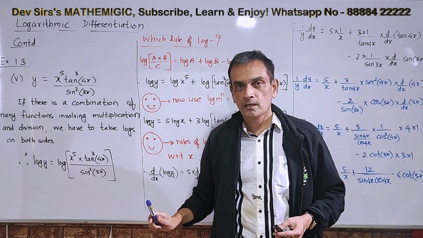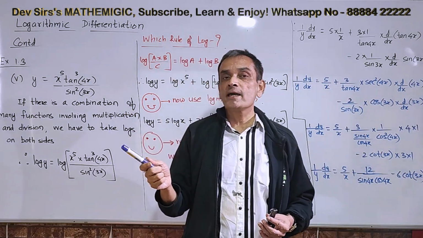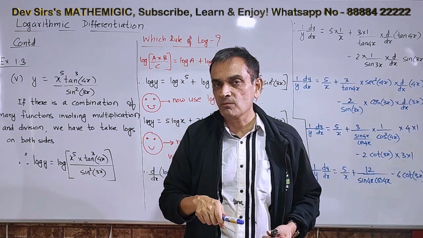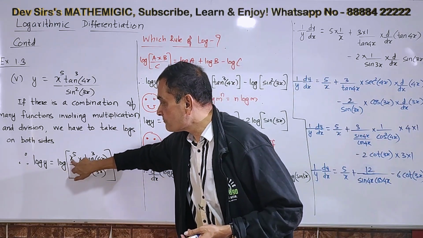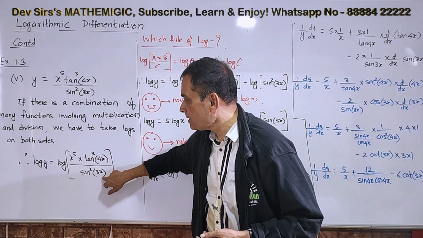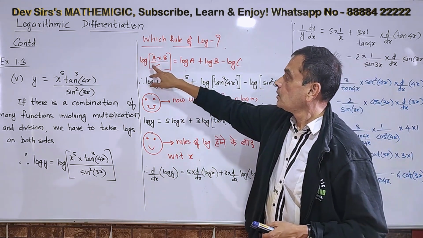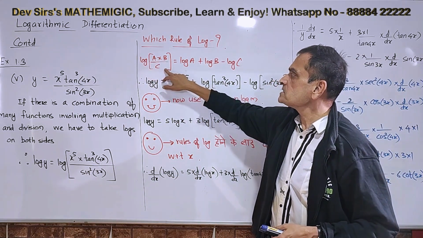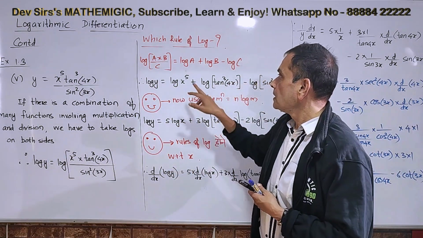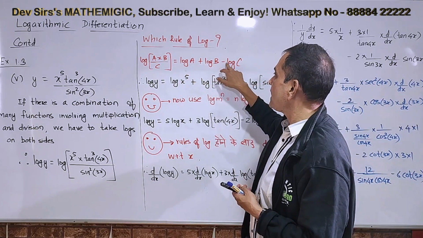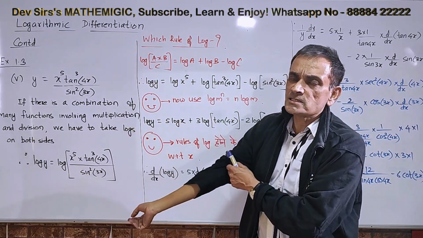Don't differentiate. That day which rule had we seen? Log of x raised to x, x log x. X सामने आया if you remember. But now which rule are we going to see? देखो, if you call this as a, this as b upon c. Which rule of log? Log of a into b upon c. We have discussed this many times. Rules of logs. Log a plus log b minus log c. It's like opening up the brackets.